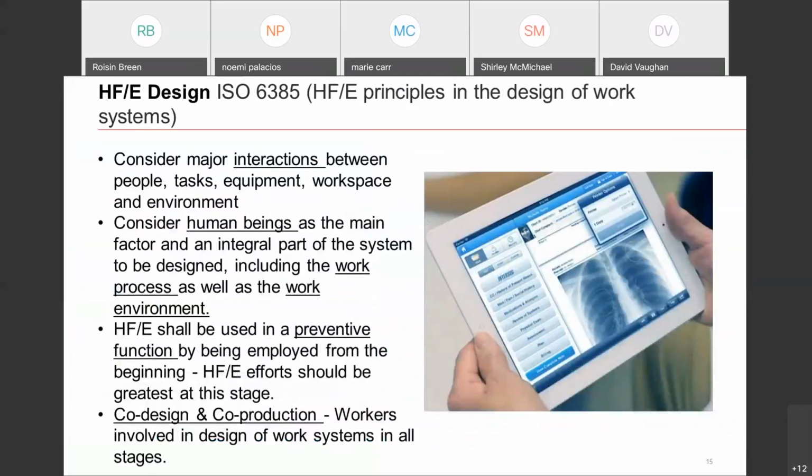Just in terms of design, the ISO 6385 looks at human factors ergonomics principles in design, and I thought we would think about this in terms of electronic health records. I hear people moan and groan when we talk about electronic health records, and I think that at times they can be brought on board without understanding the processes underlying them. Technology should always support the process. It should always support how we work and support the system.